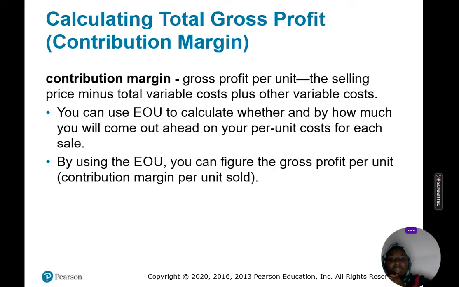Now, to calculate, let's look at calculating the total gross profit. We have to know the contribution margin. For gross profit per unit, it's the selling price minus total variable cost plus other variable costs. From this, you can use the economics of units, which is the EOU, to calculate whether and by how much you will come out ahead on your per unit cost for each sale. By using the EOU, you can figure the gross profit per unit, and it will contribute to contribution margin per unit sold.